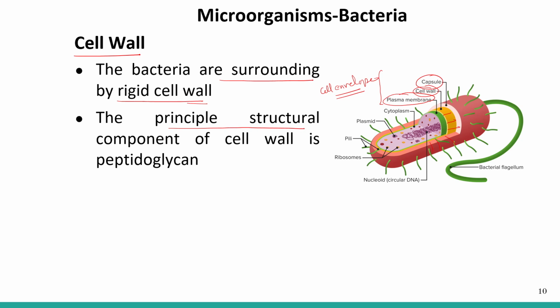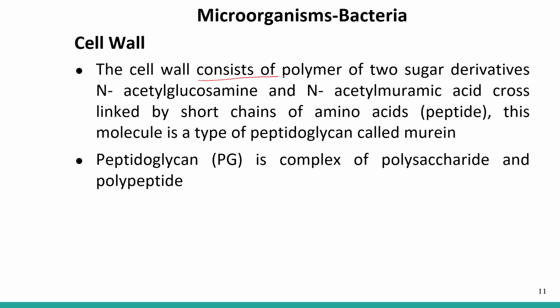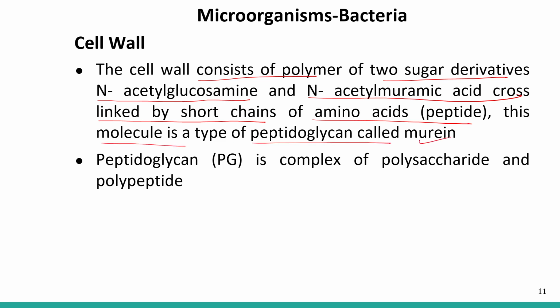The principal structural component of the cell wall is peptidoglycan. So here this cell wall is made up of peptidoglycan. The cell wall consists of a polymer of two sugar derivatives, N-acetylglucosamine, NAG, and N-acetylmuramic acid, NAM, linked by short chains of amino acids, that is the peptide. These molecules are a type of peptidoglycan called murein.